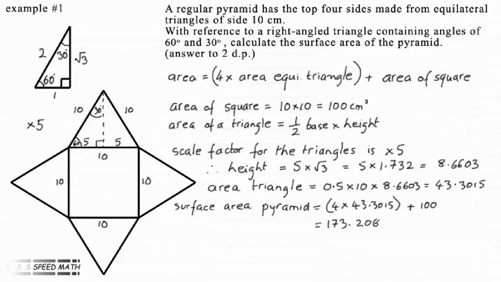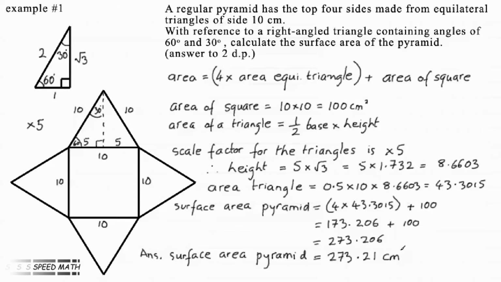The surface area of the pyramid equals 4 times the area of a triangle, which is 4 times 43.3015, which gives 173.206, plus 100, which gives 273.206. So here's our answer. The surface area of the pyramid is equal to 273.21 square centimeters to 2 decimal places.